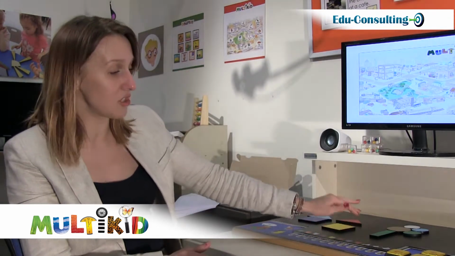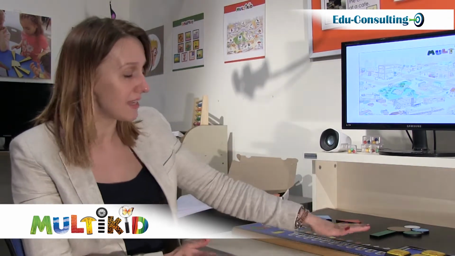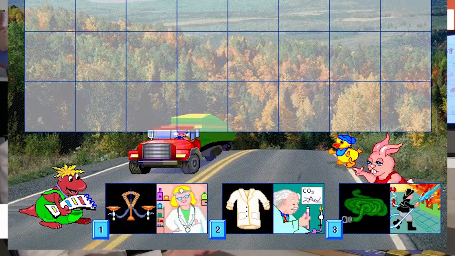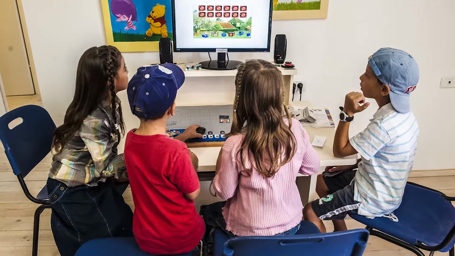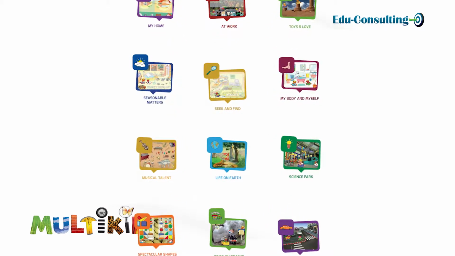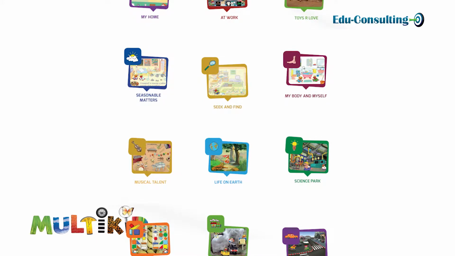It has 5 special mats which fit into the interactive table, and which are used for a specific topic and for a specific activity. Multikid consists of 12 topics which basically cover over 113 activities, which reflects over 1,500 learning hours. The topics of Multikid are at work, my home, transport means, seasonal matters, basically all those areas which kids learn in the preschool age and also in the first grade of elementary school.